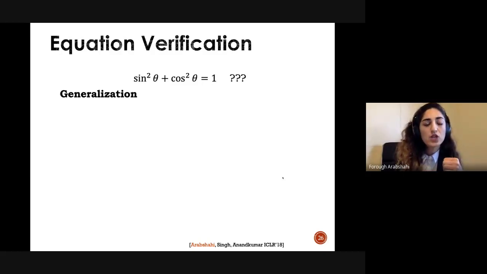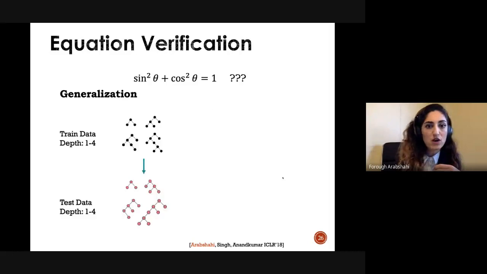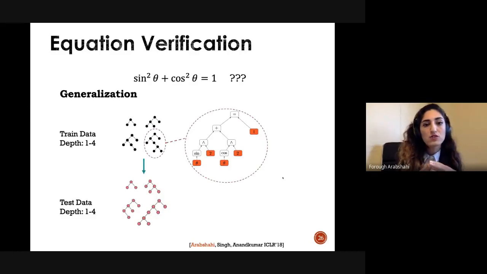And the first evaluation I perform is that of generalization. So I want to see how well the model generalizes to an unseen expression. One note here is that, remember, these expressions had a parse tree associated with them. I'm going to take the depth of the parse tree as a metric for how complex these expressions are. And in the first evaluation, I want to see how well the model generalizes to an unseen expression of the same complexity. So what I do is I split my train and test data such that I have equations of depth 1 through 4 in the train and depth 1 through 4 in the test data.